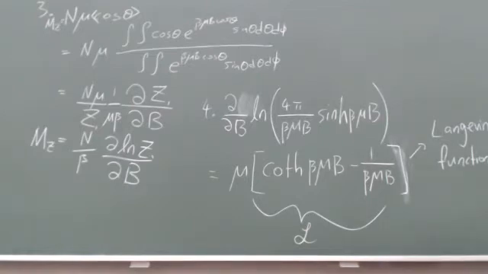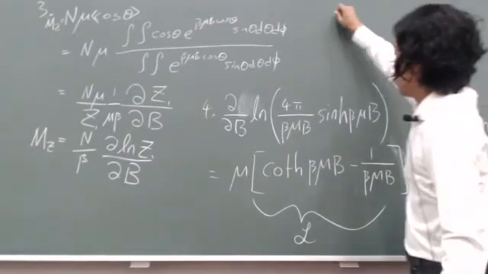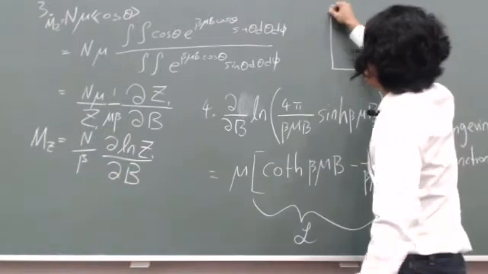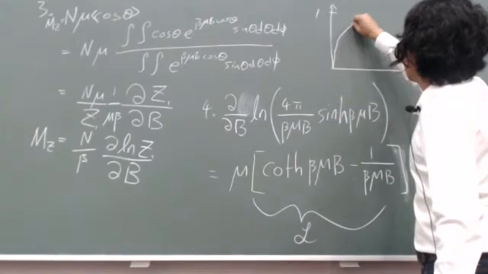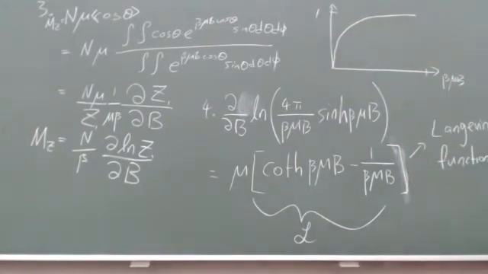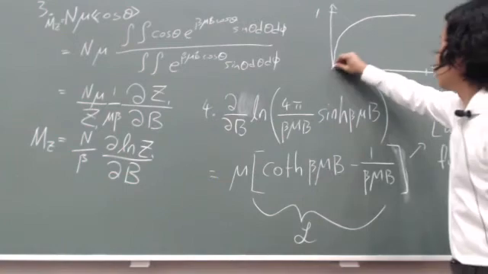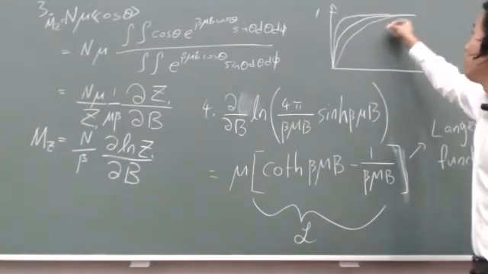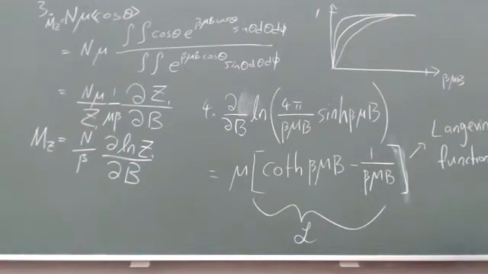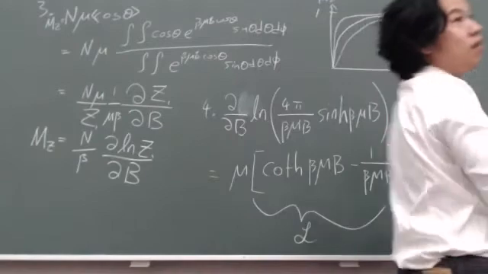And yeah, you can plot this out and it will look something like this. This axis is beta mu B. So if you plot this thing out, it looks something like that and it approaches 1. I think if you change mu, you just change how it approaches 1, it could get steeper. So for different mu values, you just change how quickly it approaches 1. What is on the y-axis? The y-axis is your average magnetic moment m_z.